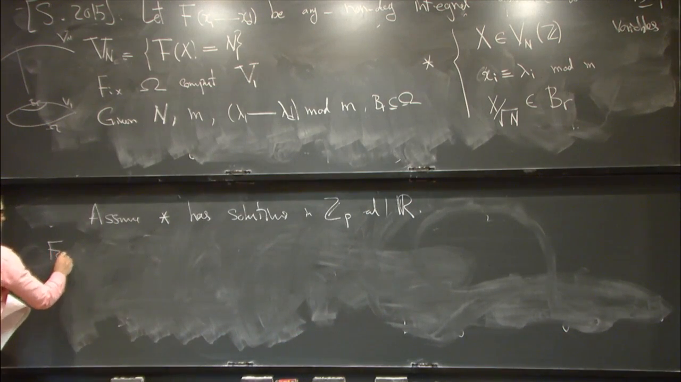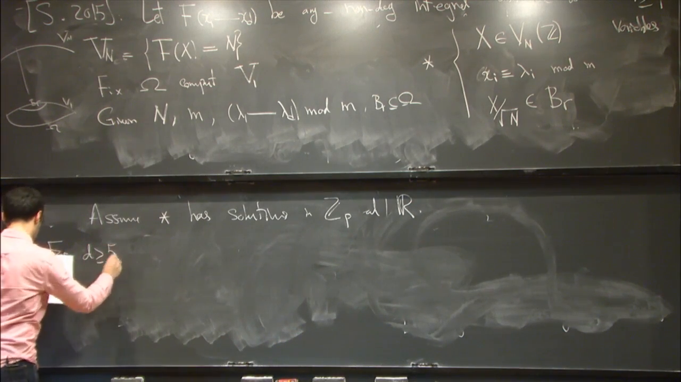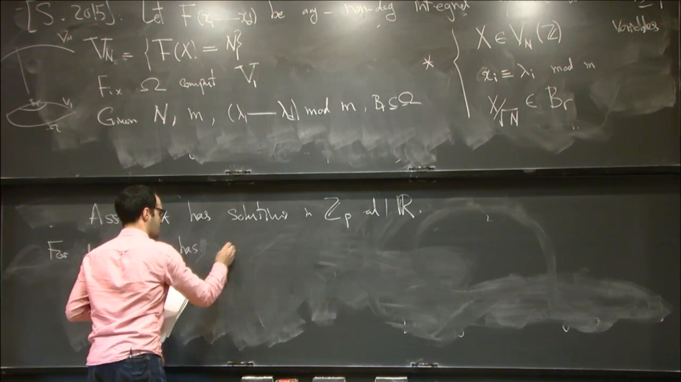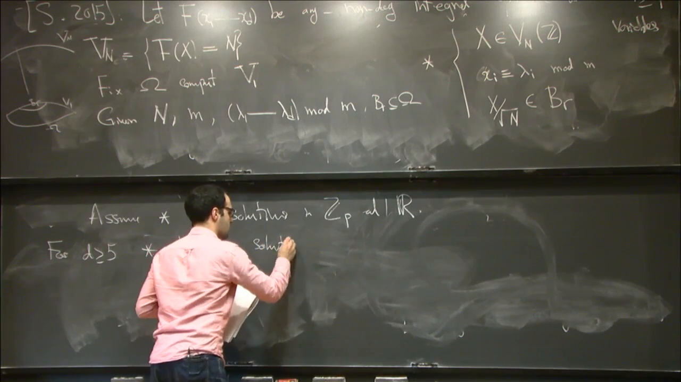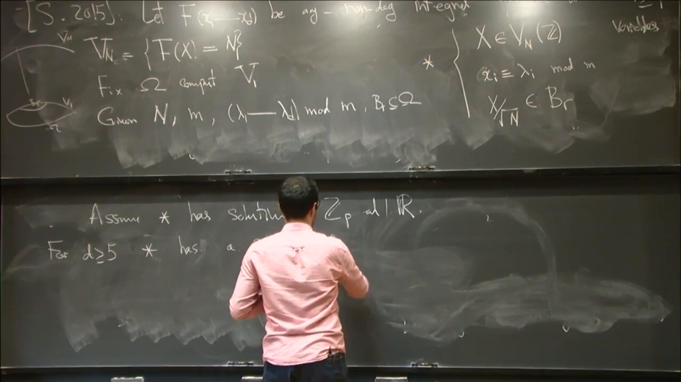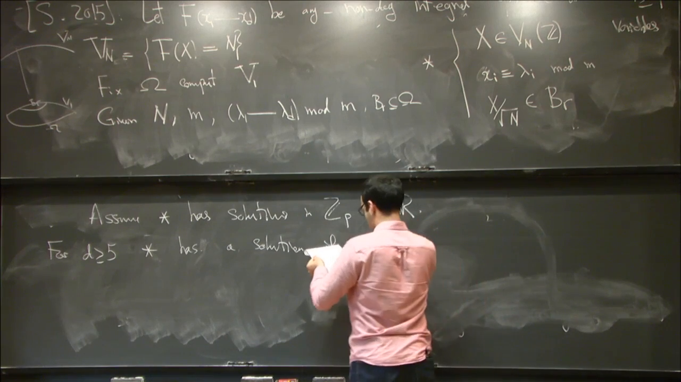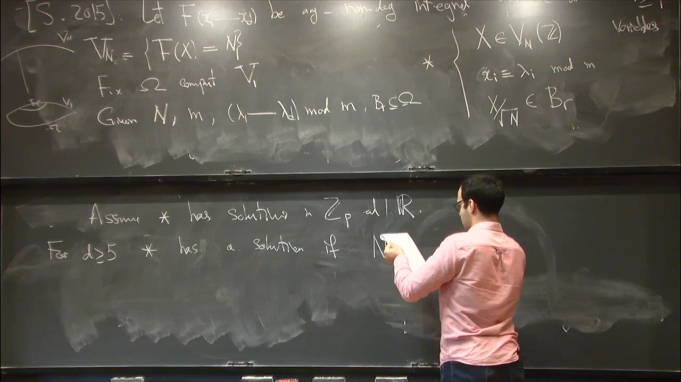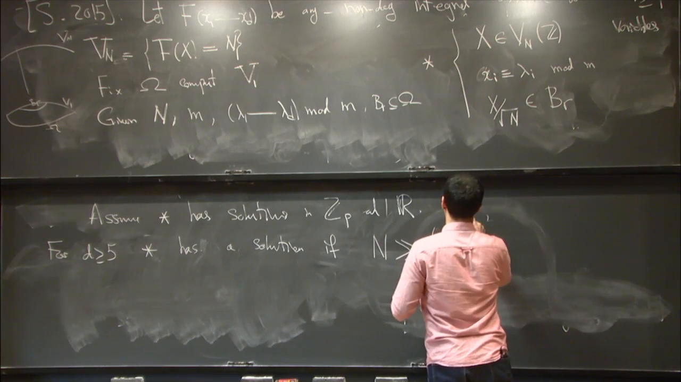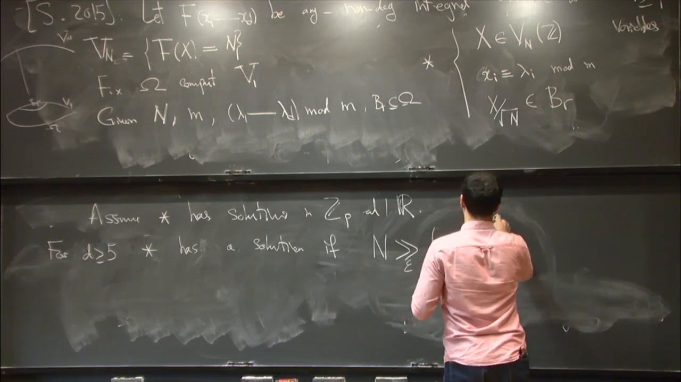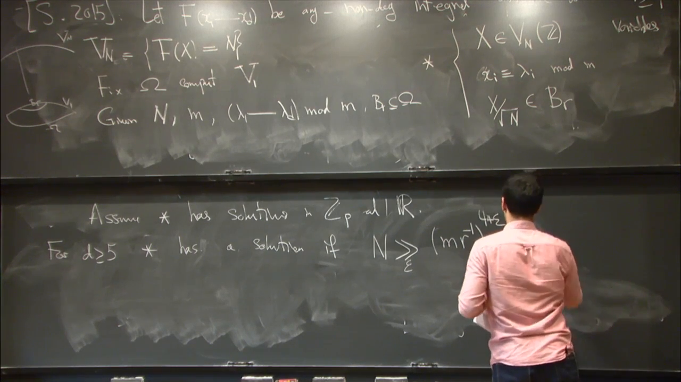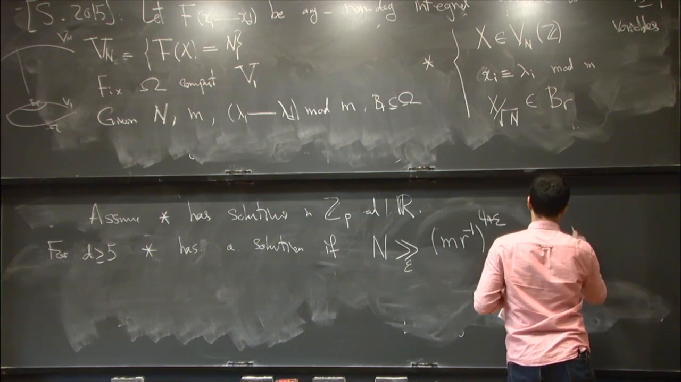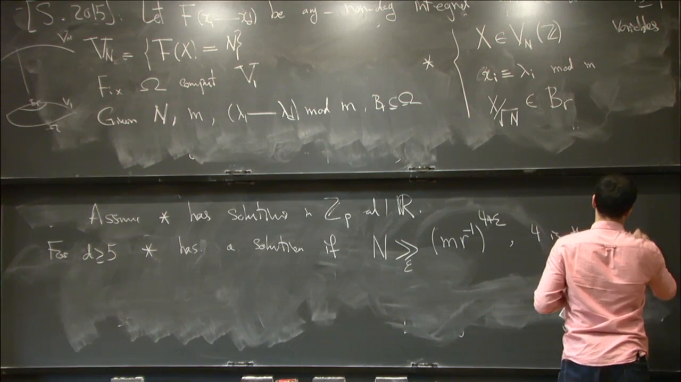Then for d greater than or equal to 5, star has a solution if you only need one condition: n to be greater than a constant which depends on epsilon, m to the r inverse to the power 4 plus epsilon. And 4 is the optimal exponent. You can't choose any power less than 4. 4 is the optimal exponent.